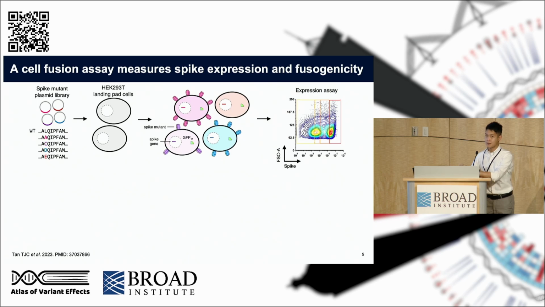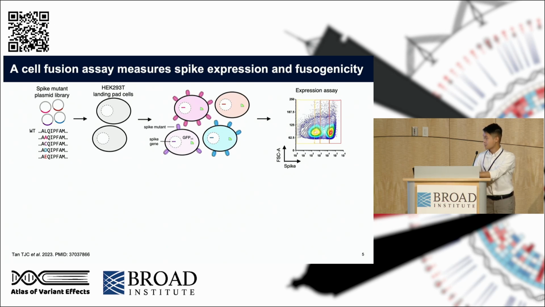Our method allowed us to simultaneously quantify the cell surface expression and fusogenicity of thousands of spike protein mutations. We performed a deep mutational scan of the core fusion machinery because this is the region of the spike protein that is responsible for the switch from the pre-fusion conformation to the post-fusion conformation. We created a cell-based library of spike protein variants using landing pad cell technology. Each cell has one copy of the spike gene stably integrated into its genome and the corresponding spike mutant expressed on the cell surface, which establishes a genotype to phenotype link.